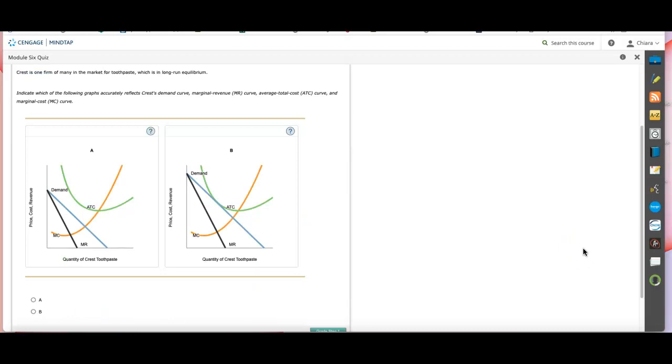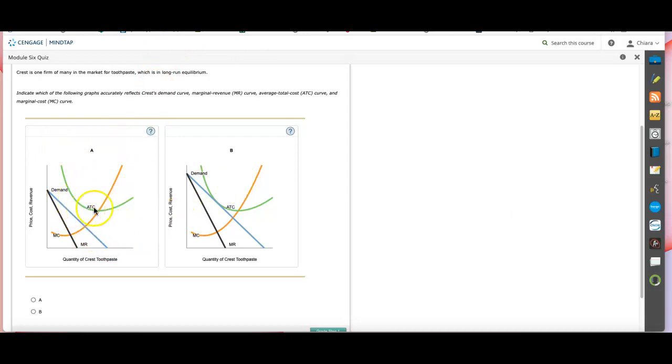To have 0 profits, it means that your price equals your average total cost at that specific quantity, because then you have a profit of 0, right? The cost of producing is equal to the price. Total revenue equals total cost. So which of these 2 curves represent that? The A or the B?